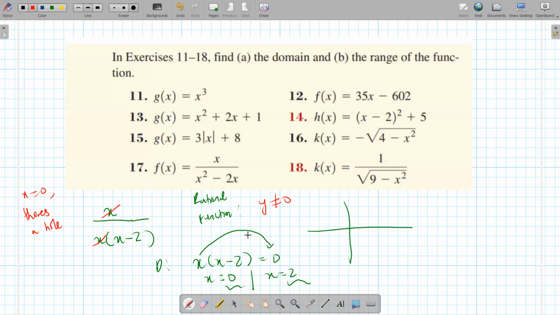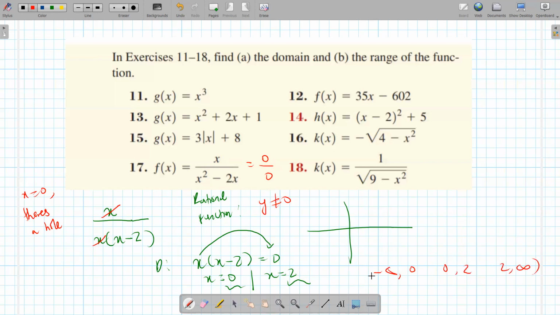Okay. And explain to me how you try to find the y value though. How would you find it? I just plugged x in there, and that gave me a 0 over a 0 in the numerator, right? That means y cannot be 0. Oh, you just plugged it back in. Yeah. Okay. So the domain is going to be -infinity to 0, 0 to 2, 2 to positive infinity.